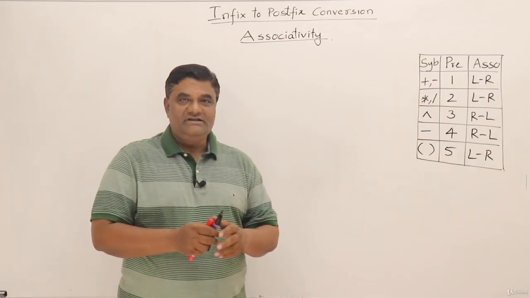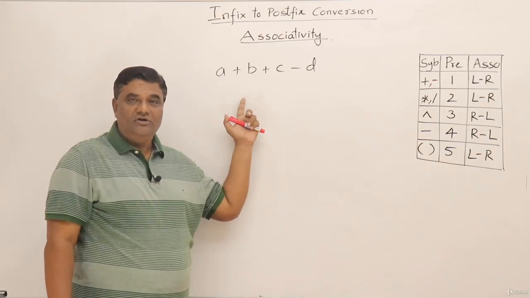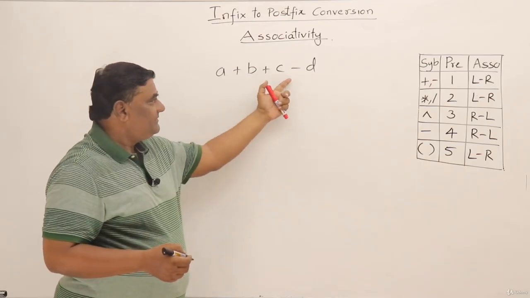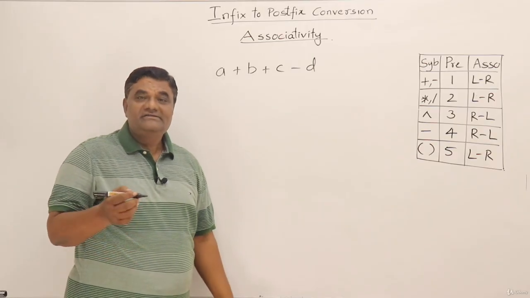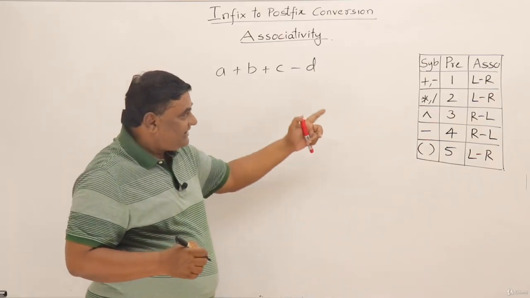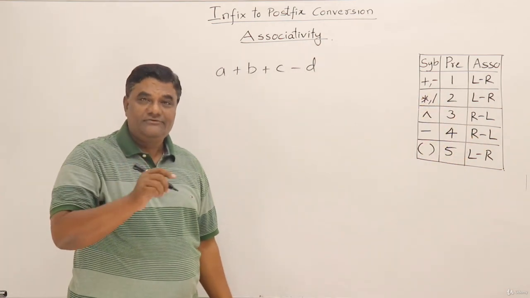Now what is associativity? Let us see. This is an expression. I have more than one operator having the same precedence. Plus, plus, minus. All of them have the same precedence. Then which one should we select first? Check the associativity, left to right. So you must select them from left to right.